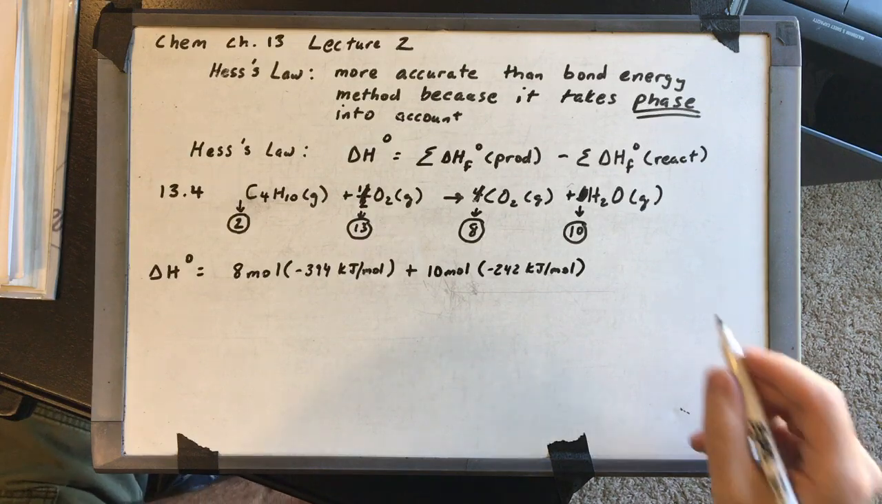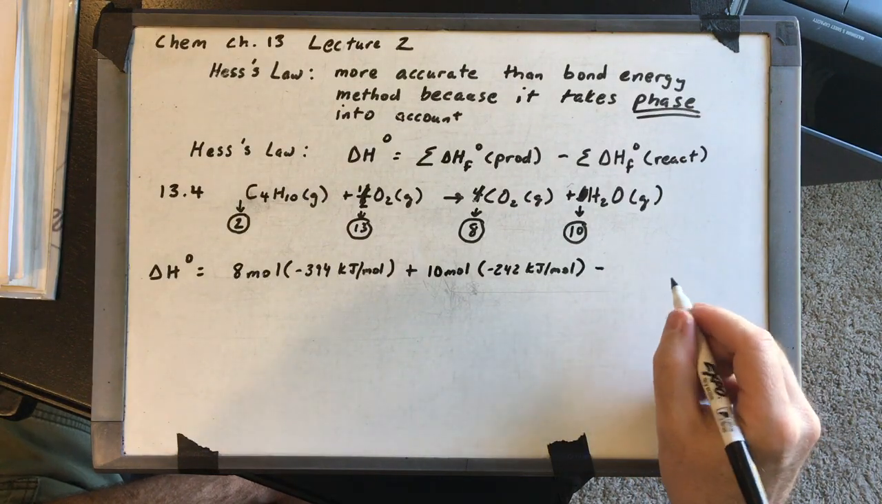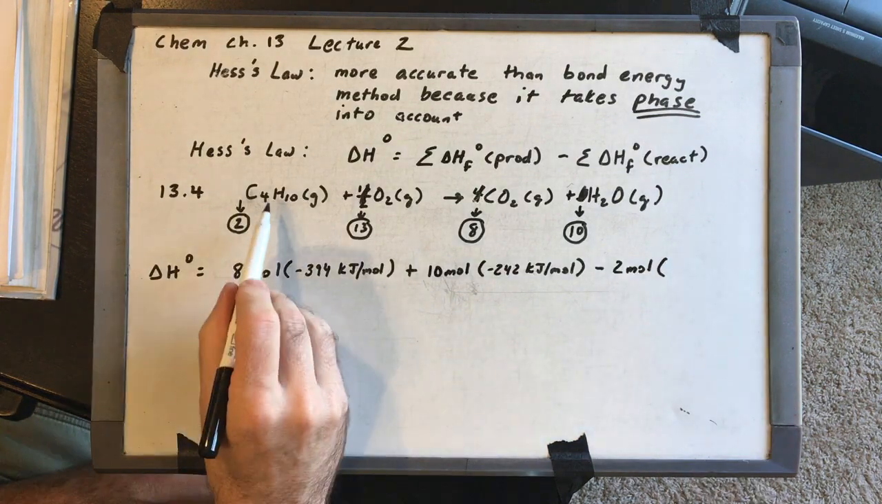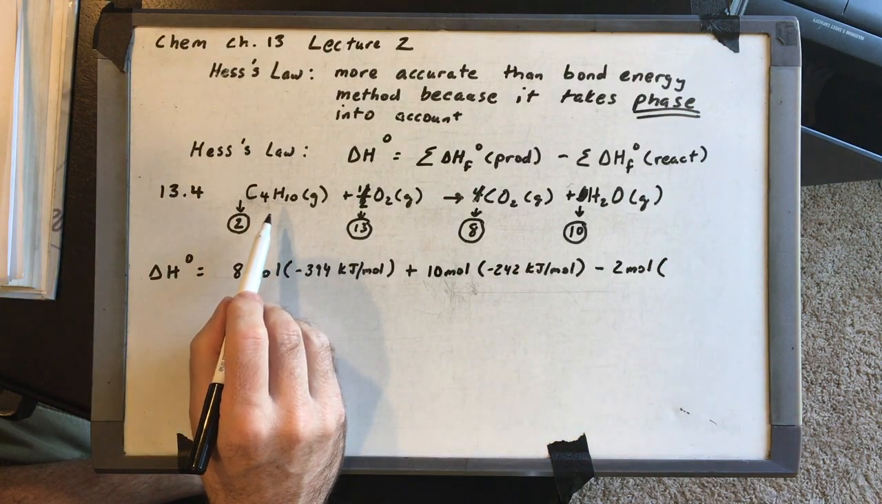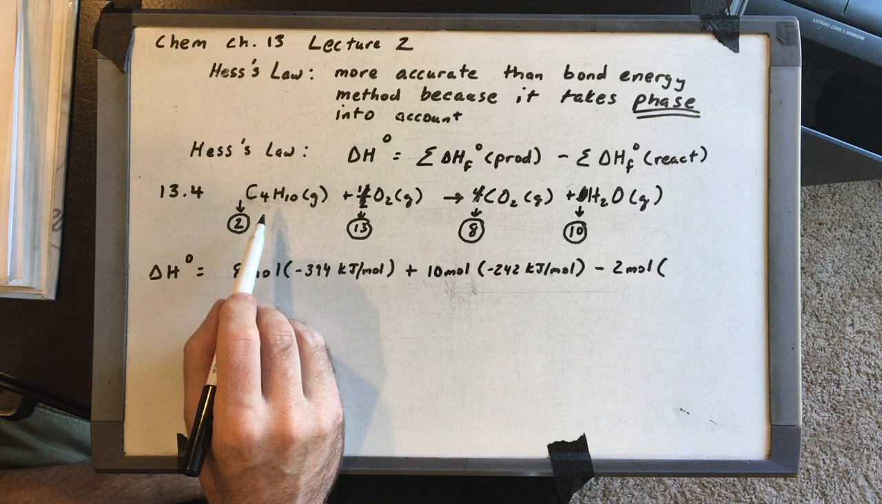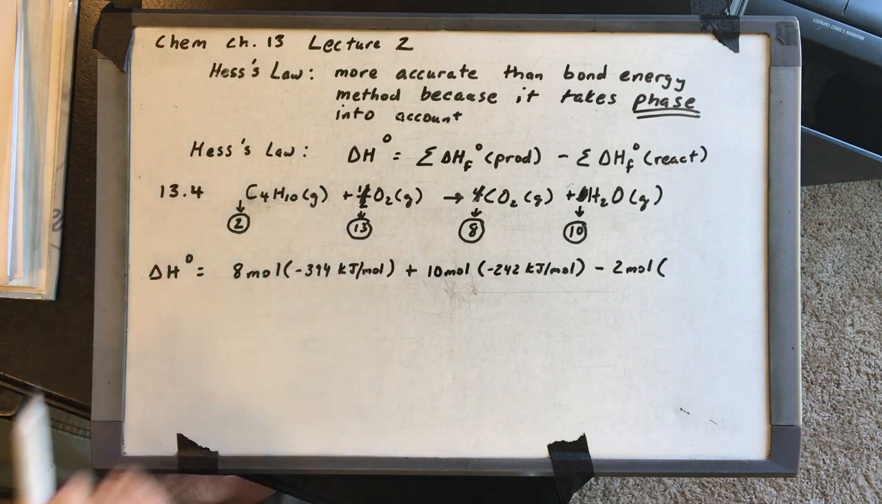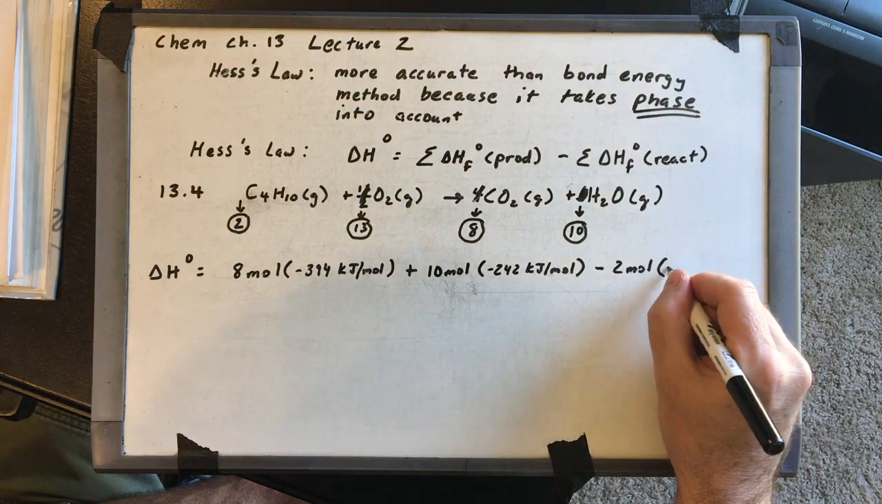Now we're going to subtract out the reactant. So minus 2 moles of our first reactant, C4H10. All right, looking at that in your table, it's at the very last column, the third one down, negative 126.